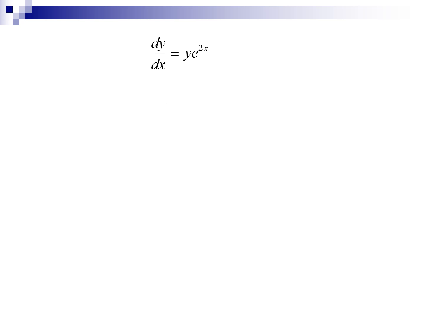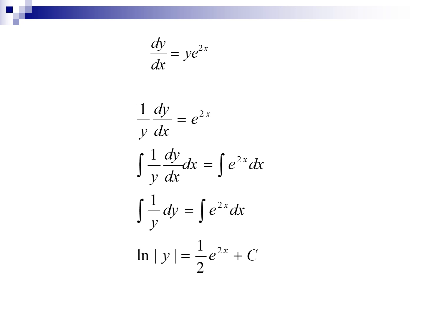Let's look at an example. So let's say we have dy dx is equal to y times e to the 2x. So we're going to have to think, can we get all the y's on one side of the equation, all the x's to the other side of the equation? And then, of course, we have the derivative there. Remember, the derivative is defined to be one thing, not the ratio of two things. So we move the y over, and we get 1 over y times dy dx is equal to e to the 2x.